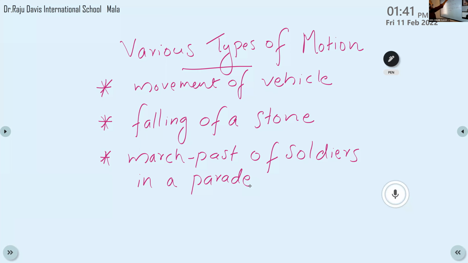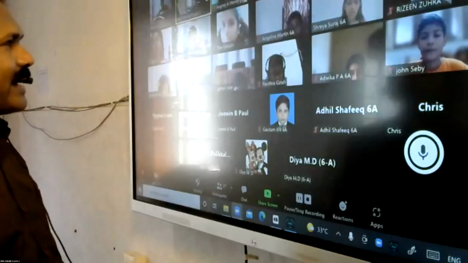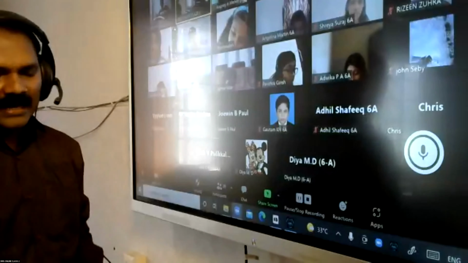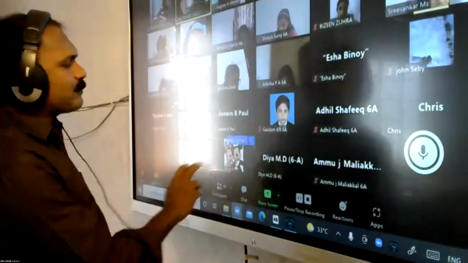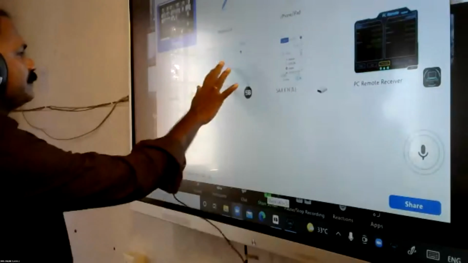Shreya, what kind of motion is this? Rectilinear motion. Yes, right, very good, because we have studied it in chapter 10. Such a type of motion is known as rectilinear motion. So we can explain rectilinear motion.